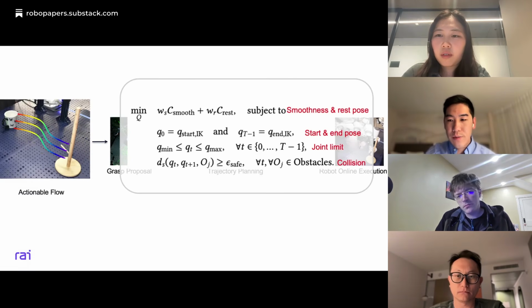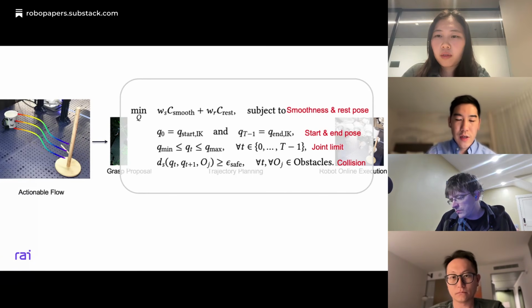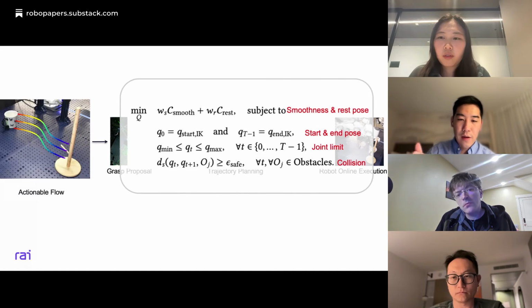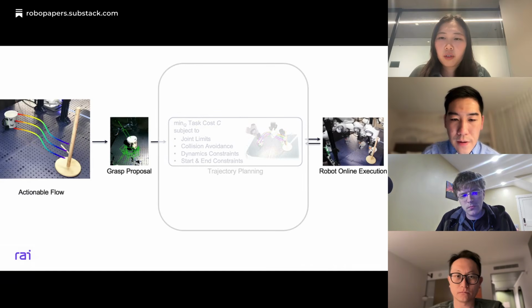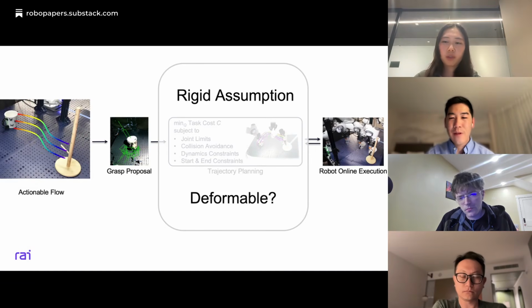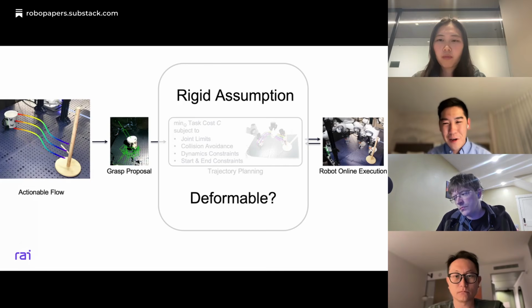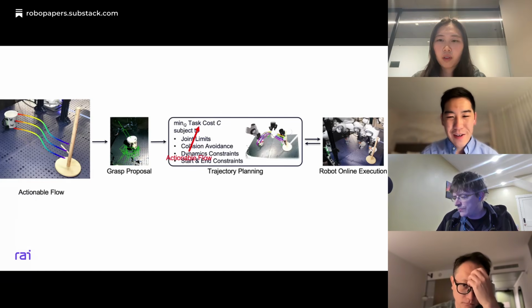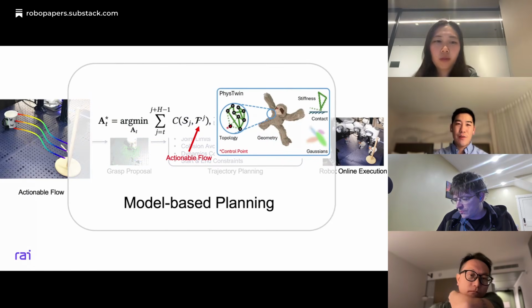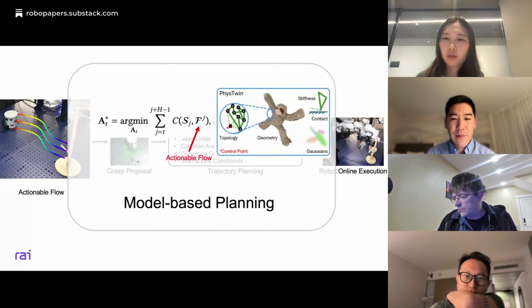And avoiding collision, and also satisfying the joint limit constraint. So it is a standard trajectory optimization formulation plus the flow following cost. And you might ask, here it seems like we are still putting this rigid assumption. So what about the deformable object we keep talking about, right? We have to solve this deformable problem, which we formulate as a more general thing, which is model-based planning.